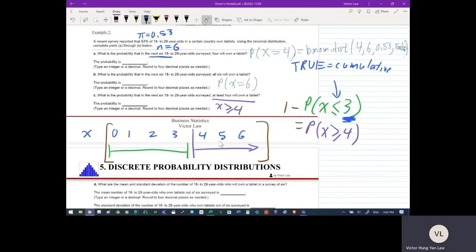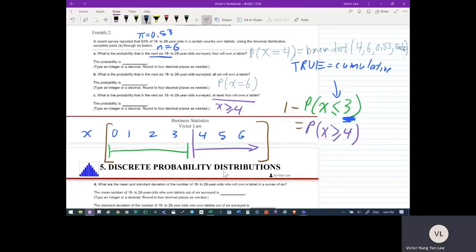Part C, what is the probability that in the next 6 people surveyed, at least 4 will own a tablet? So for part C, what we're looking at is the probability of X being at least 4 people. So X is greater than or equal to 4. That's what we're looking at. So we're looking for the probability of X greater than or equal to 4.